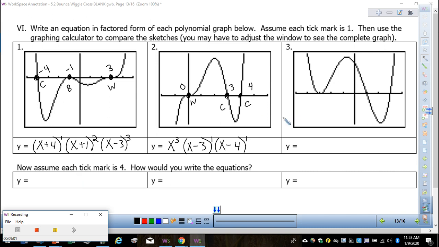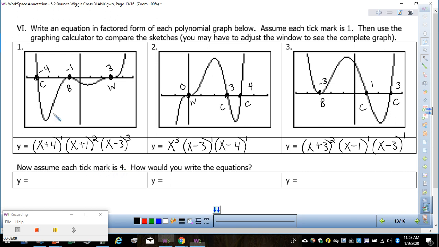Okay, so if you're coming back to the video, you should have tried this last one on your own. It looks like we've got a bounce at -3. We've got a cross at 1, and we have another cross at 3. So we're going to do x plus 3 for the -3. We're going to make it squared because it's a bounce. X minus 1 to the first power for the cross, and then x minus 3 to the first power for the cross.